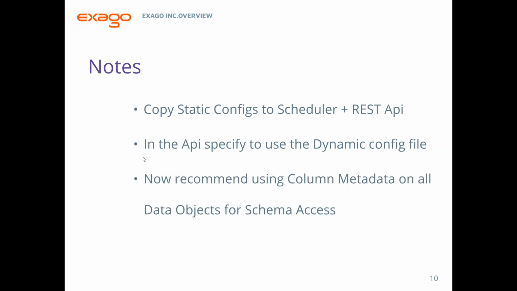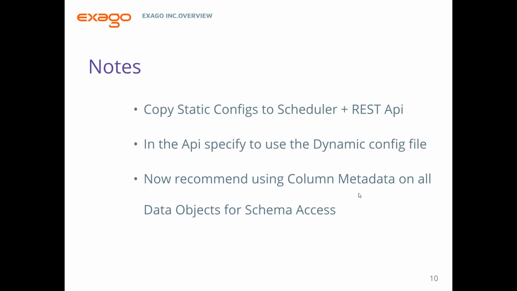One neat thing about this is we have a setting in the admin console called schema access or global schema access. And what it does is it tells Exago when it needs the schema of a data object, so that is information about what columns are available. It can either look in the column metadata, which you can define for each data object, or it can query the database with a query that's going to return back just the schema and no data, no rows.